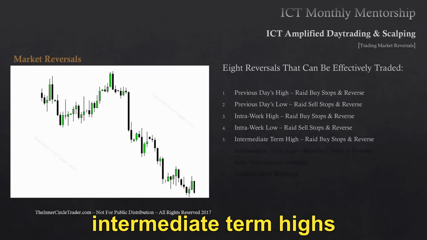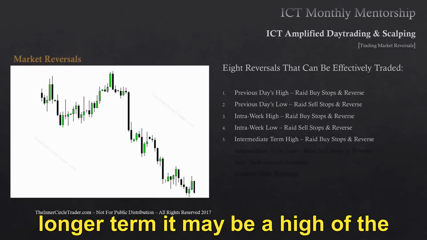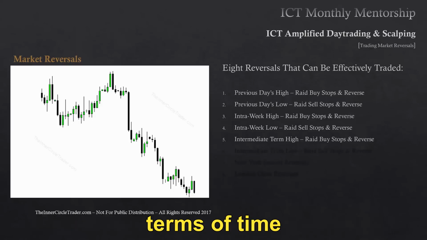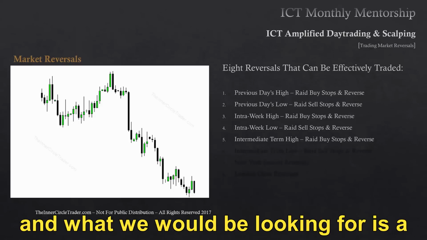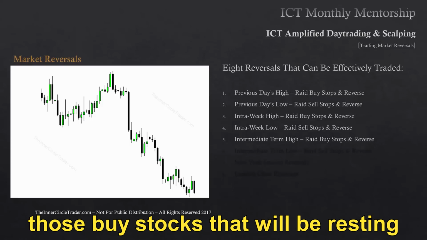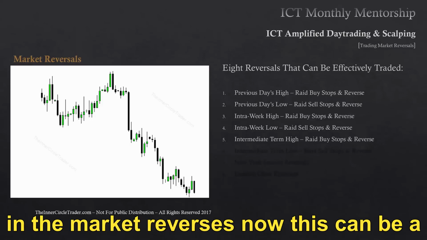Intermediate term highs. Now this is going to be a little bit longer term. It may be a high of the previous week or a week before it. So it's going back a little bit more in terms of time. And what we would be looking for is a run above an old high, basically. And those buy stops that would be resting above that old high, they would be raided, and the market reverses.